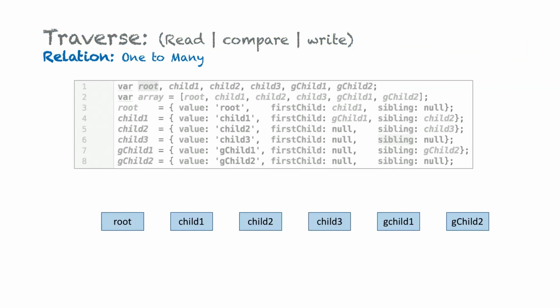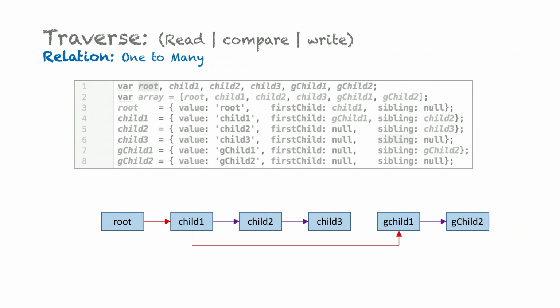We need to traverse a tree data structure, and while traversing we need to read, compare, and then write if there is a change. So let's take a small data structure here, which has a root, and then you have to go to each node. The relationship we have in the linked list here is first child and sibling. A root's first child is child 1, and then its sibling, and it keeps on going like that. So that's how this linked list is formed.